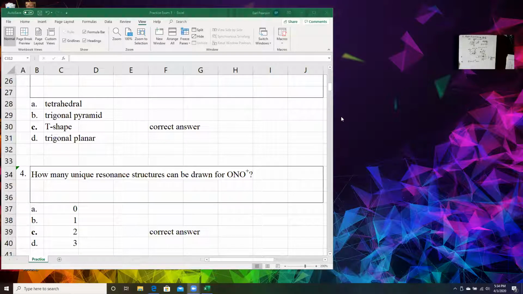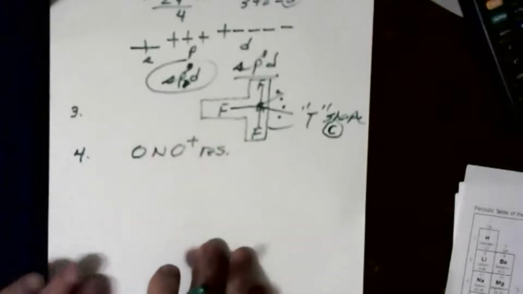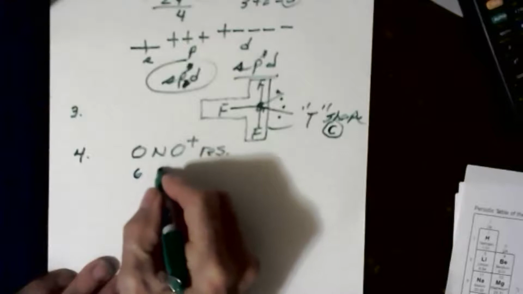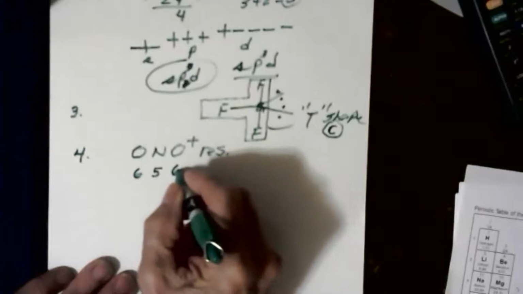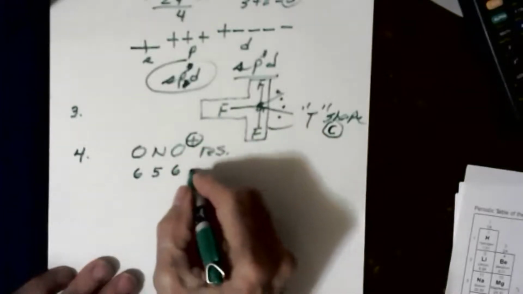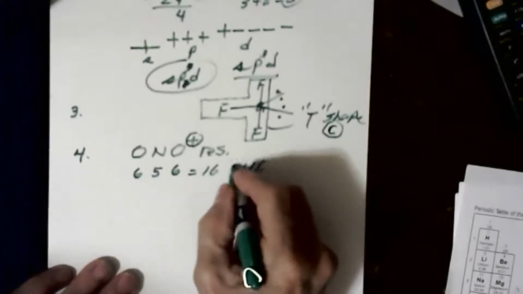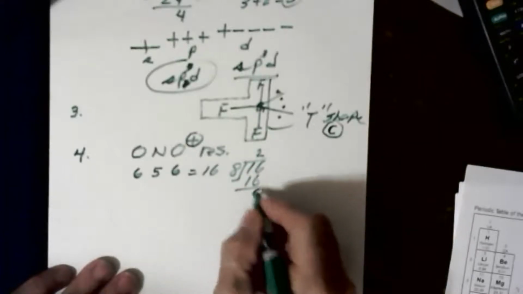Okay, now let me switch it back so you can see a big copy of my pad. Okay, so this is the molecule we're trying to do, ONO+. Oxygen's in group 6, nitrogen's in group 5, and oxygen's in group 6. We've got 17 valence electrons. We're going to lose one. So that means we're going to have 16. If I take 16 and divide by 8, I get 2, with none left over.